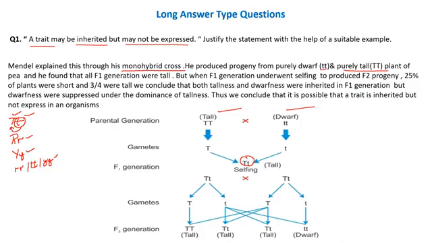But when we self-fertilize them, what we got in the next generation, F2 generation, we came to know that there is still a plant which is short, and it can show the shortness only when both the genes in the gametes are short. So here we can prove that a trait may be inherited but may not be expressed.